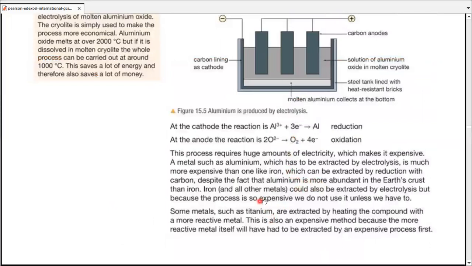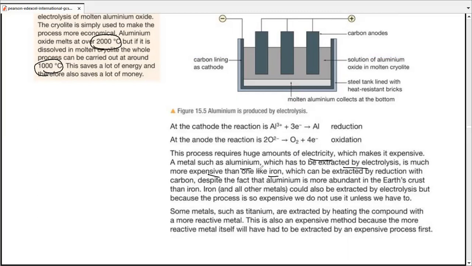Okay. So this process still requires a lot of electricity. Even when we have brought the temperature down from 2000 to 1000 degrees centigrade, it still requires a lot of electricity, which makes it expensive. Metals such as aluminum have to be extracted by electrolysis, which makes it more expensive than iron. That's why iron is the most used metal.